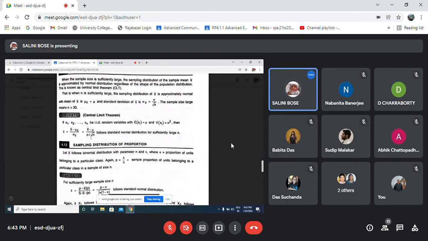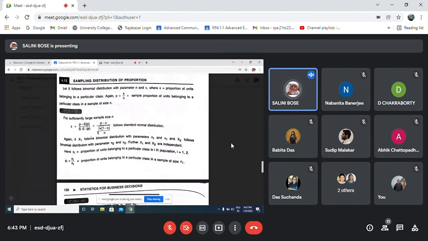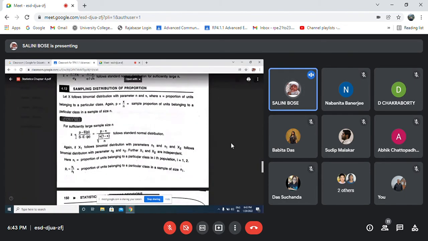So for binomial distribution also, the x bar minus mu is p minus expected value of p. So the expected value of p is pi. In binomial distribution, can you remember this all? Can you remember this?